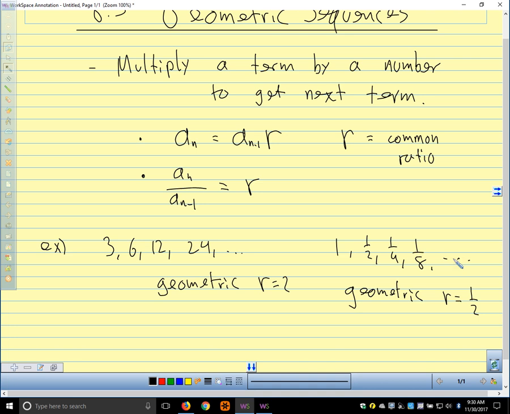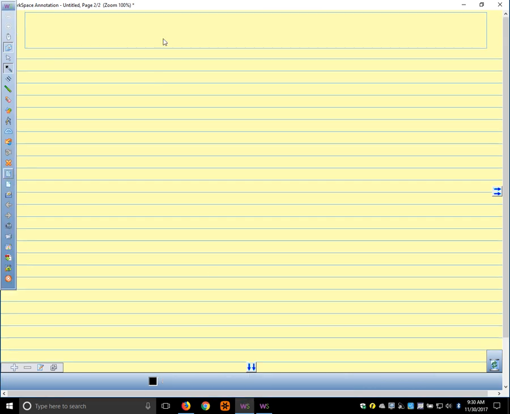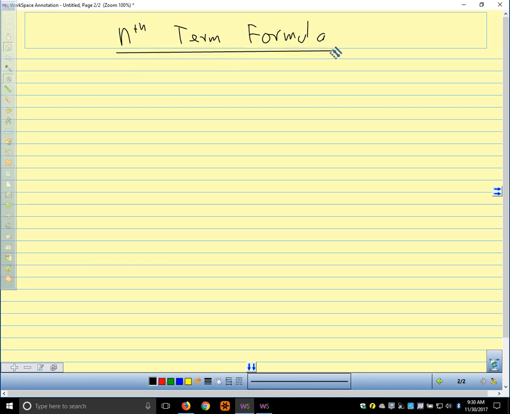Because our definition, the way that we get our terms, is nice and easy, we're multiplying, we can find a formula for the nth term easily. And we're going to do it like we did with our arithmetic sequence. We can figure it out on our own.